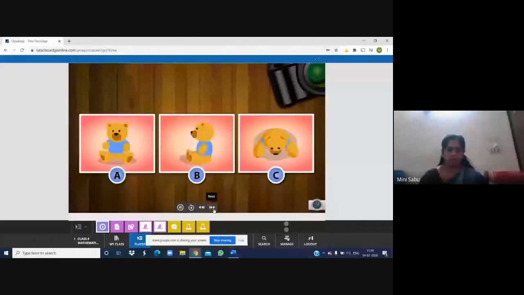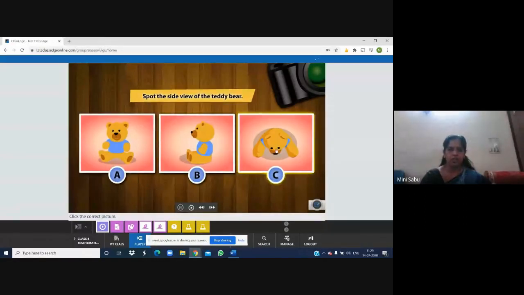Here are some pictures of Gia's teddy bear. Can you spot its side view? Click the correct picture. Children, which one do you think is the side view? This is definitely the top view. This is the front view. So, B. Let us click B and C. That's correct. This is the side view of the teddy bear.